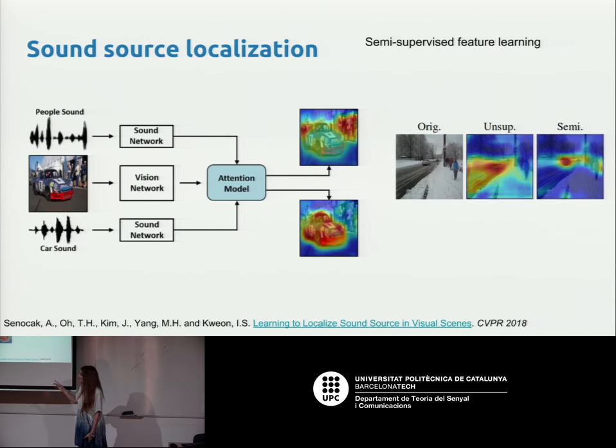And in this paper, they also propose to annotate some of the attention maps, because if you do that completely unsupervised, you can get some mistakes that are kind of reasonable. For instance, if you don't annotate some of the examples, the network can think that the sound of the car is due to the motorway, not to the car, which is reasonable because the cars are on the motorway. So it might think that this is the reason of the sound, but it's not. So if you annotate, then you can get a more accurate source of sound.